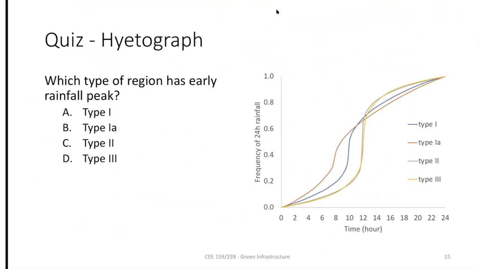Now I'll give you an example. All right. So now that I told you how to discuss the types of graphs, whether early peaking or not, based on the shape, let's see if you can guess this answer. There's a question on the chat window from Andrew. I'll answer that after this quiz. Which type of region has early rainfall peaks? Type 1, type 1A, type 2, type 3.